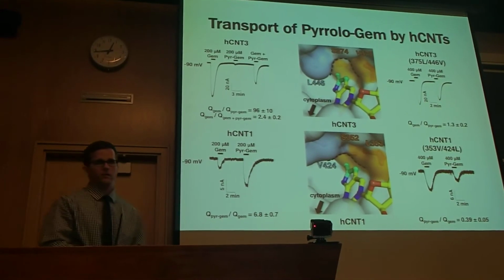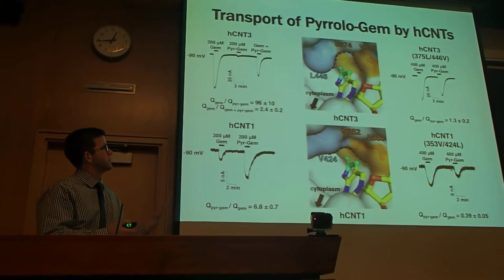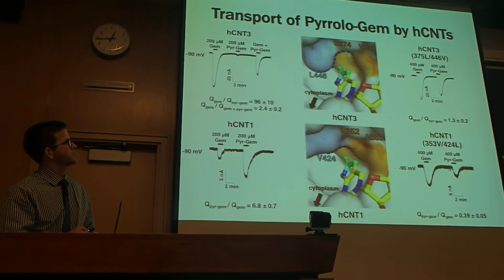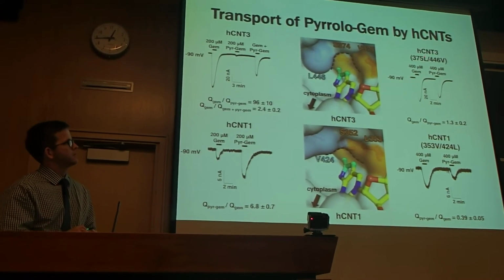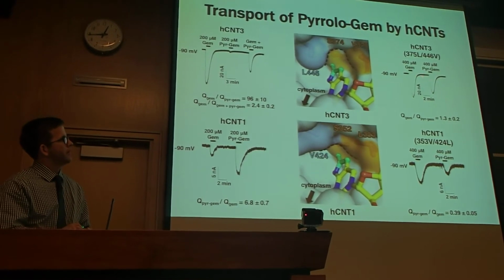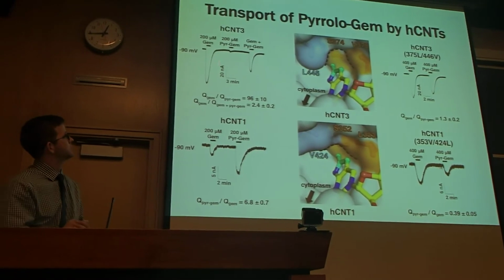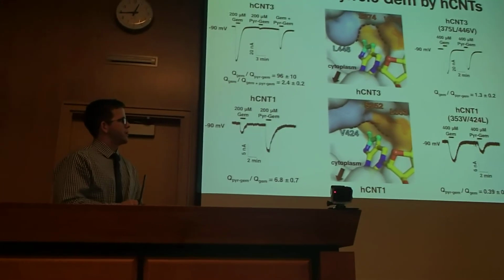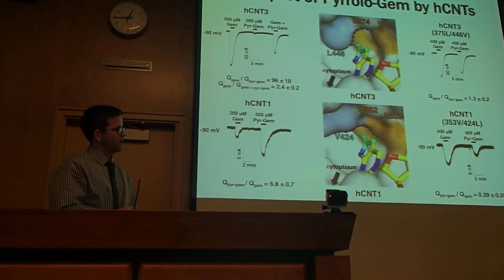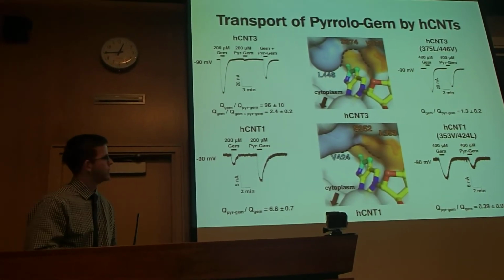And just to test our theory that these are the residues that are important for leading to the subtype specificity, we mutated the nucleoside pocket of HCNT3 to look more like HCNT1 with just these two mutations, and see significant current generation with the modified compound when we saw none before. And then when you mutate the HCNT1 nucleoside pocket to look like HCNT3, we see a reduction in the transportability of the modified compound.